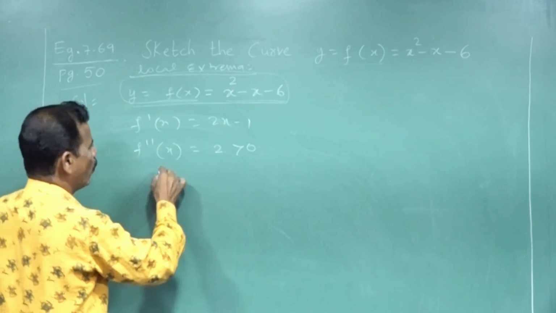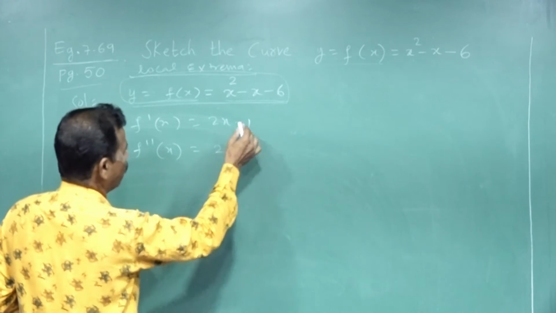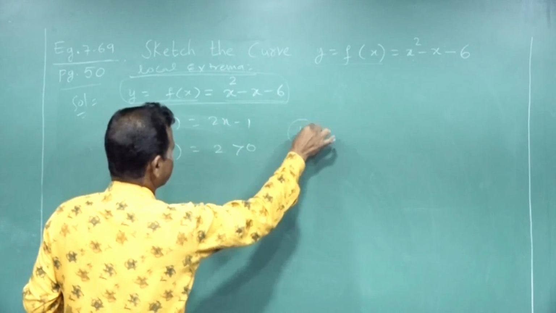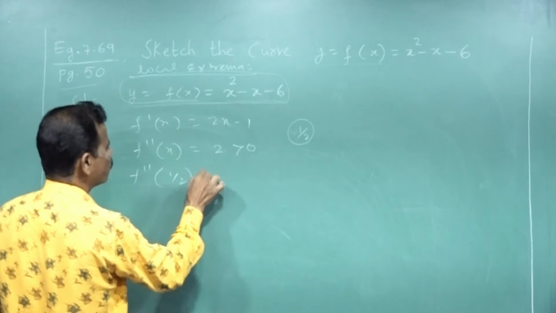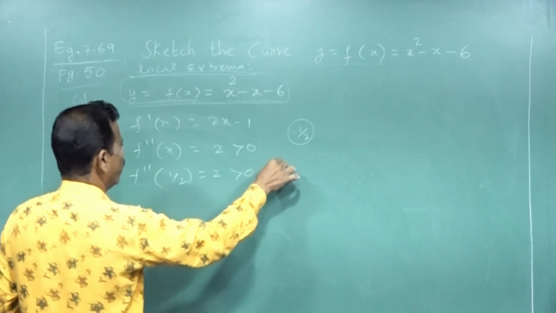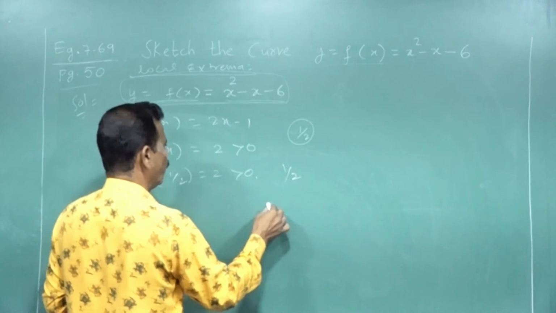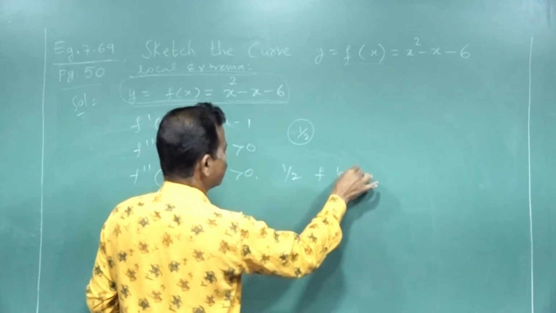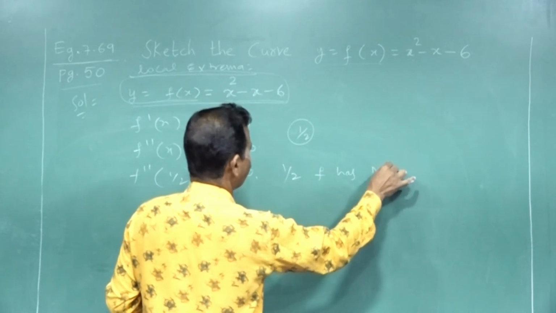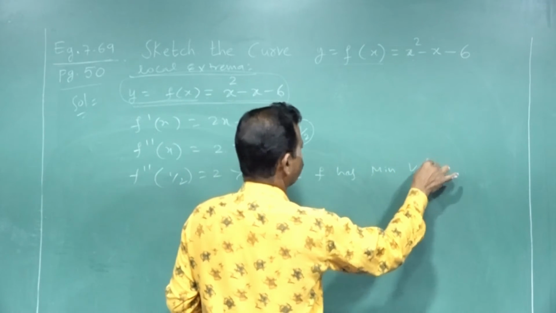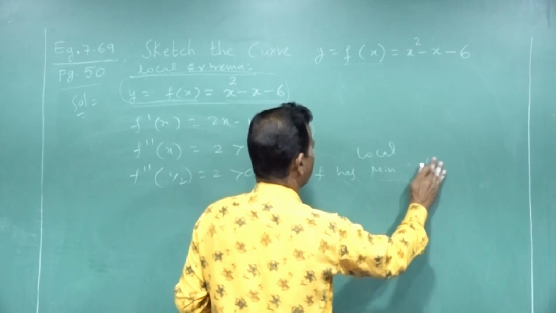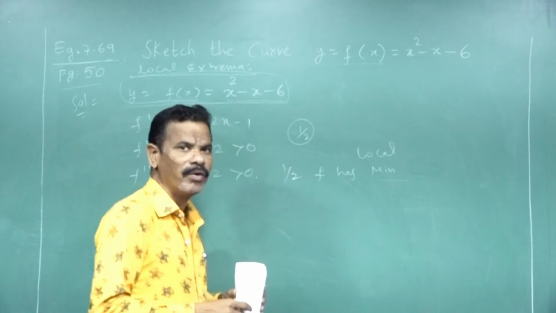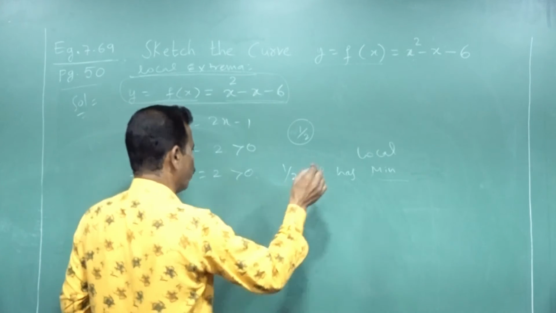So here, 1 by 2 is the critical point we found before. So f double dash of 1 by 2 is also 2. This is positive, so at 1 by 2 f has a minimum value. Minimum value means local minima, or local minimum value. So we get that value.